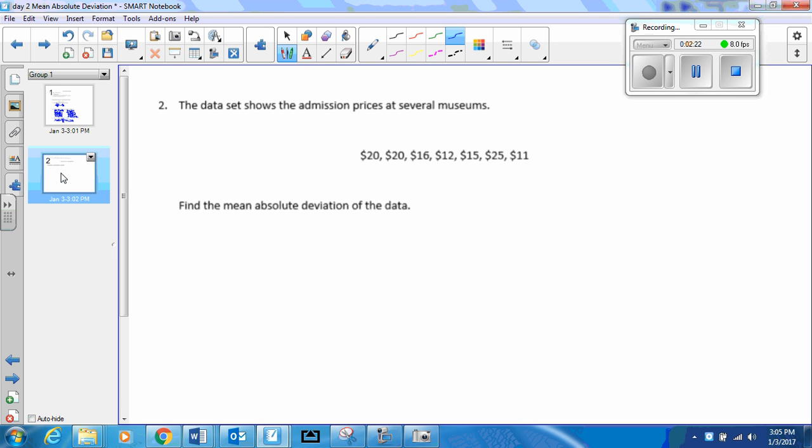Question 2. The data set shows the admission prices at several museums. Find the mean absolute deviation of this data. So just like before, our first step is to find the mean. I'm using my calculator to add up the data values: 20, 20, 16, 12, 15, 25, and 11. When I add them all up, I get 119, divided by the 7 museums that we have values for. So the mean ends up being 17.